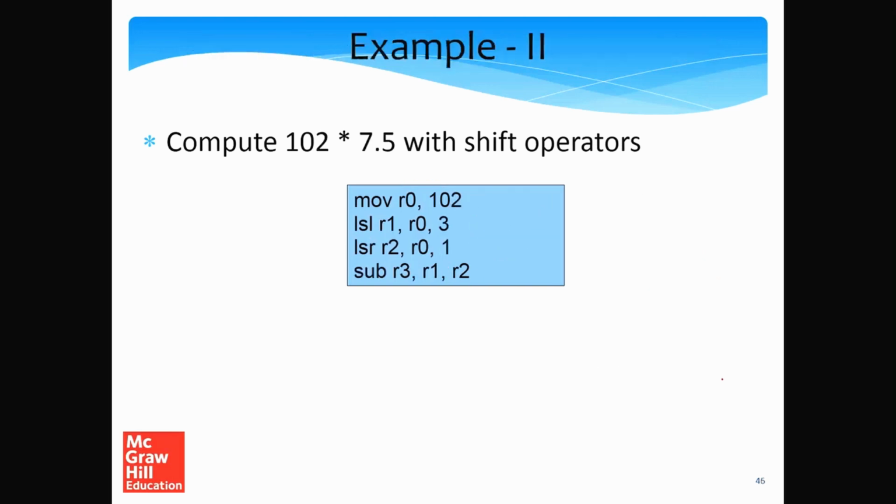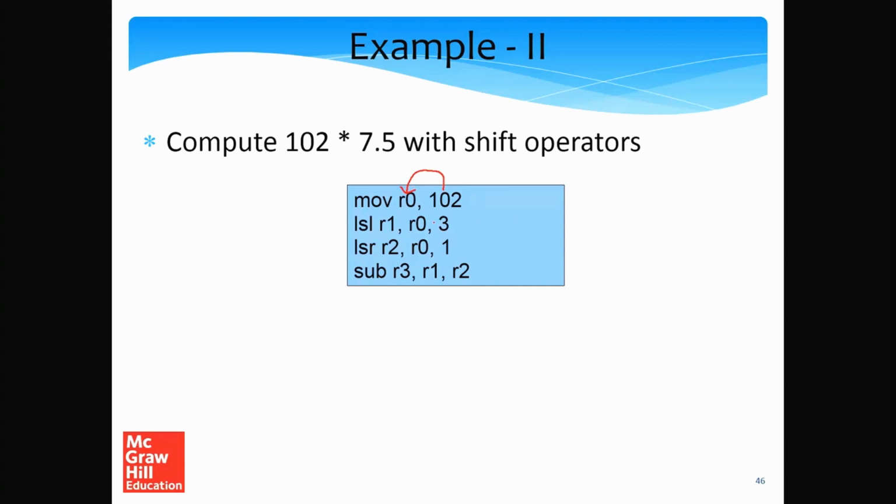So let's consider one more example which is not that difficult once you know the answer. So let's compute 102 times 7.5 with the help of shift operators. So what we can do, the first thing is assign 102 to a register R0.